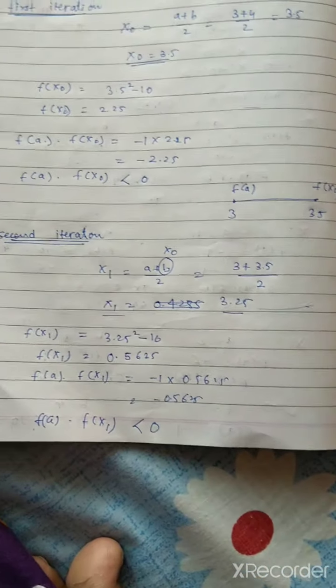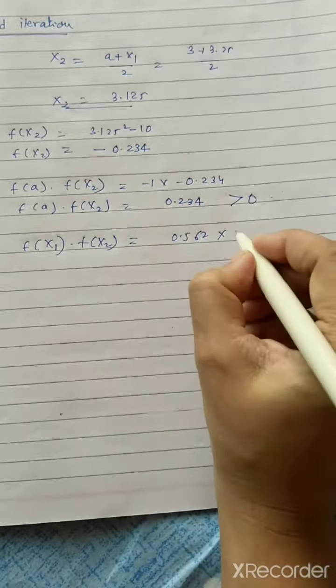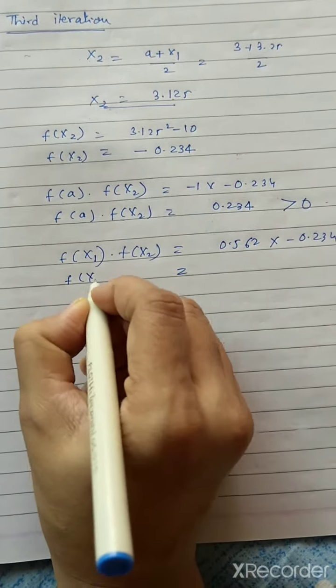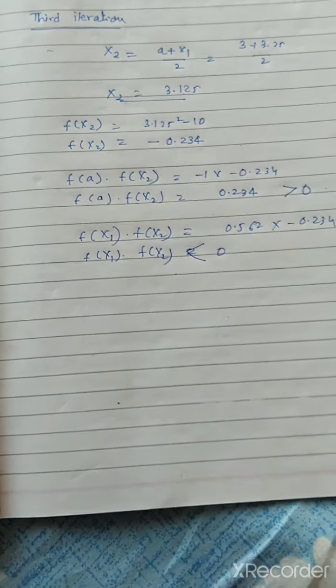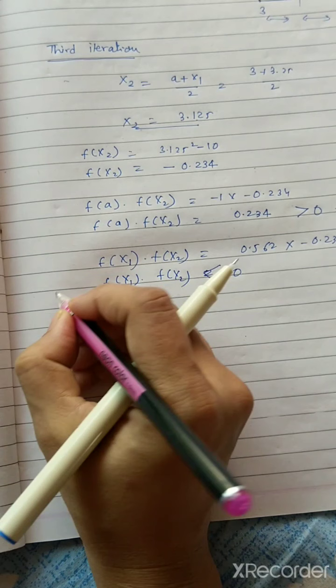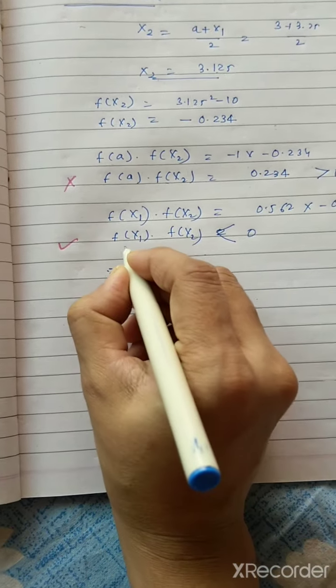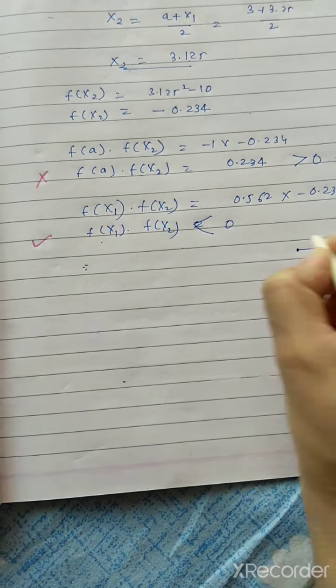What was f of x1? Go back to this. 0.562 into minus 0.234. Now this condition will get satisfied because this will come as a negative number. Okay, so if you don't calculate this, it will still work. f of x1 into f of x2 is what? Less than 0. Yes, now this condition is getting satisfied. Okay, this was not satisfying, so this condition is getting satisfied. Therefore, root lies between what? x1, f of x1 and f of x2, right.